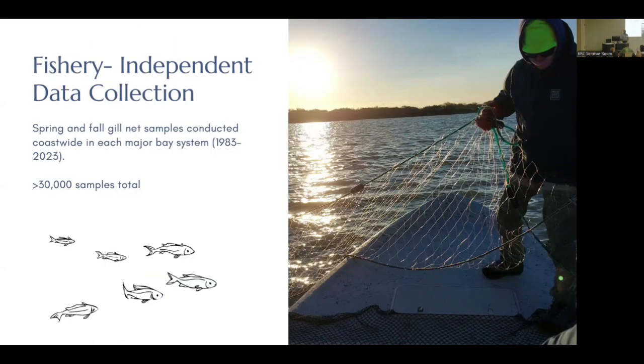So Parks and Wildlife every spring and fall goes out and they set gillnets throughout all the major bays in Texas. For this project, we looked at data from 1983 to 2023, and that represented about 30,000 gillnet samples total. So a massive data set there.